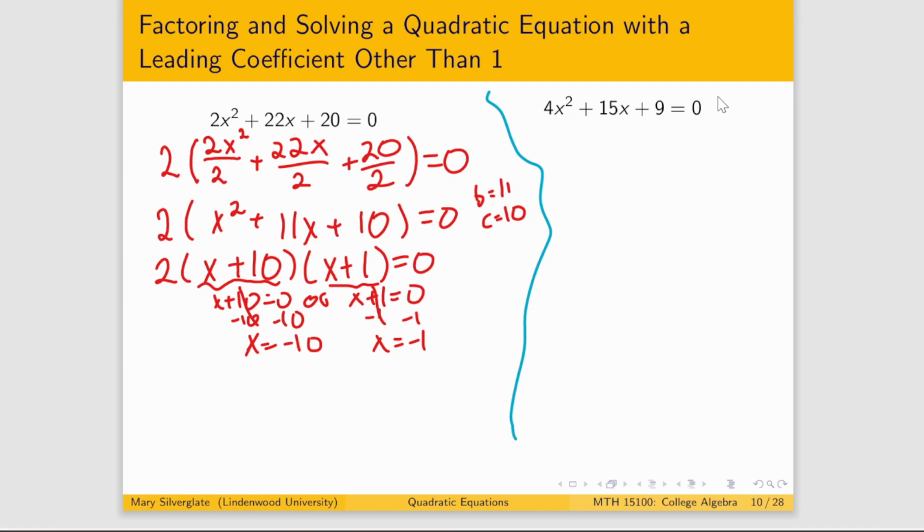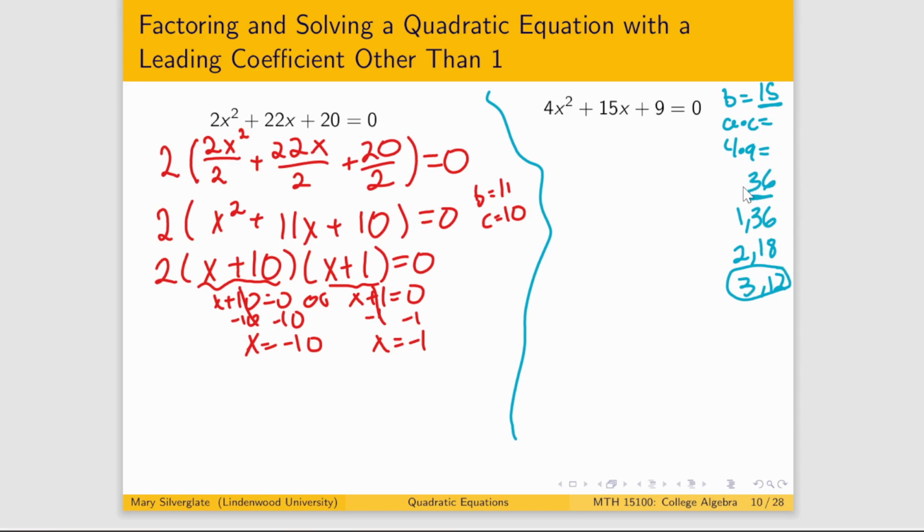So now, instead of identifying b and c, I'm going to identify b and a times c. So b in this case is 15, still that middle term, but now a times c is 4 times 9, which is 36. So you're trying to ask yourself what will multiply to 36 but add to 15. And if you're not sure, just start listing some factors of 36. So we have 1 and 36, we have 2 and 18, we have 3 and 12. Oh, that looks good. 3 plus 12 is 15. So if in doubt, just start listing them out.